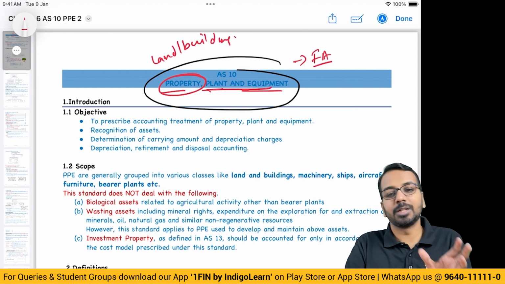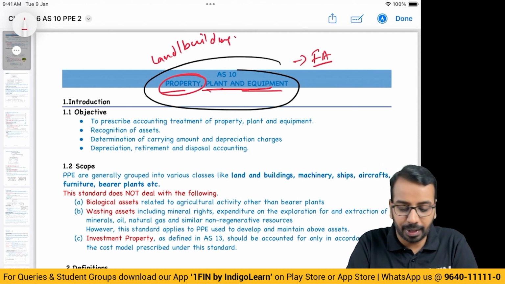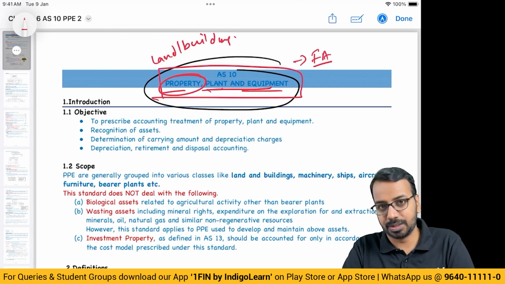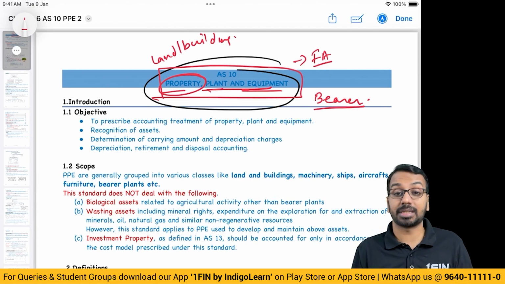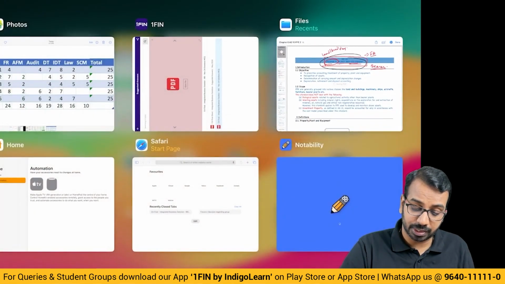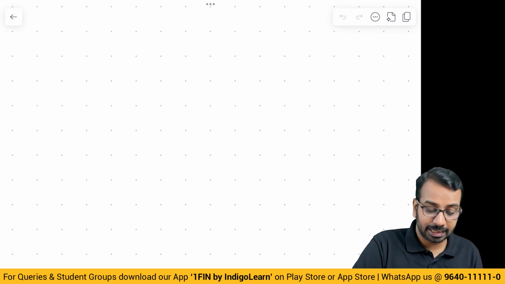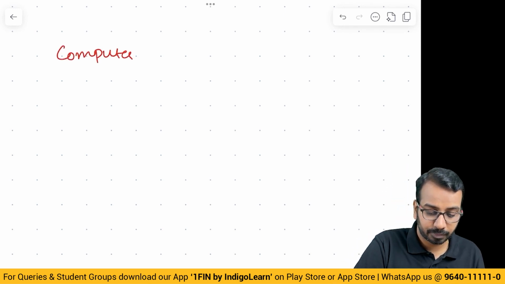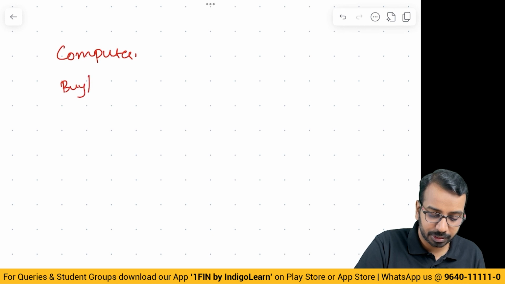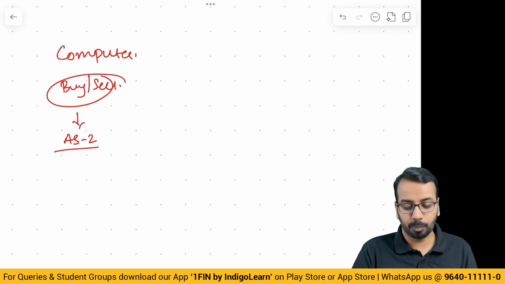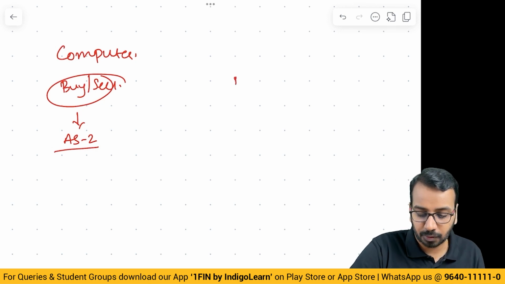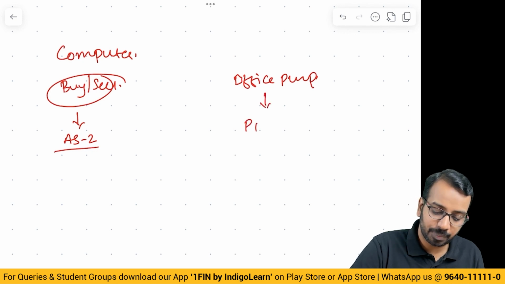And this plant and equipment is basically your plant and machinery and any other equipment which will be a part of your business. Of course, there is one more angle called bearer plants, which is a part of Accounting Standard 10. Now, in yesterday's discussion, we took an example stating that if there is a computer and if I am buying and selling these computers, then we will cover that under Accounting Standard 2. But if this computer is used for office purpose, then we will call it PPE as per Accounting Standard 10.